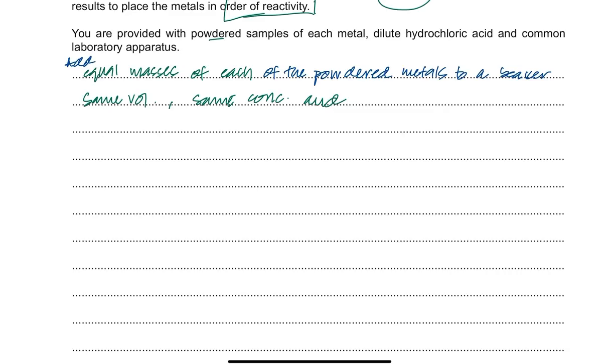temperature. So same volume, same concentration, and same temperature of the acid is added, because we want to keep everything else constant na, so is added to the flask or to the beaker, whatever thing you are using.